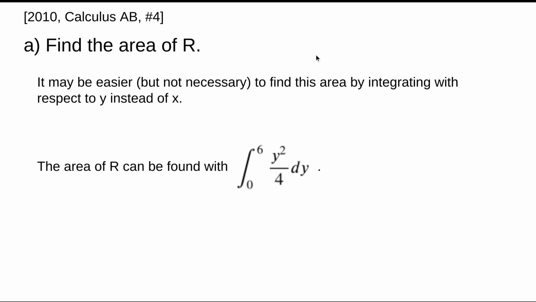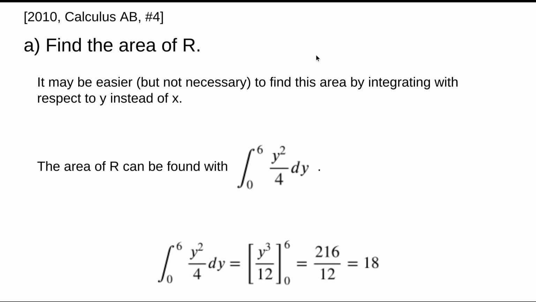And based on the information provided in the question stem, the area of R is just the integral from 0 to 6 of y squared over 4 dy. Right? Now maybe you can see why I'd rather do this in terms of y rather than x. Don't deal with the square root. This is a really easy antiderivative to find.